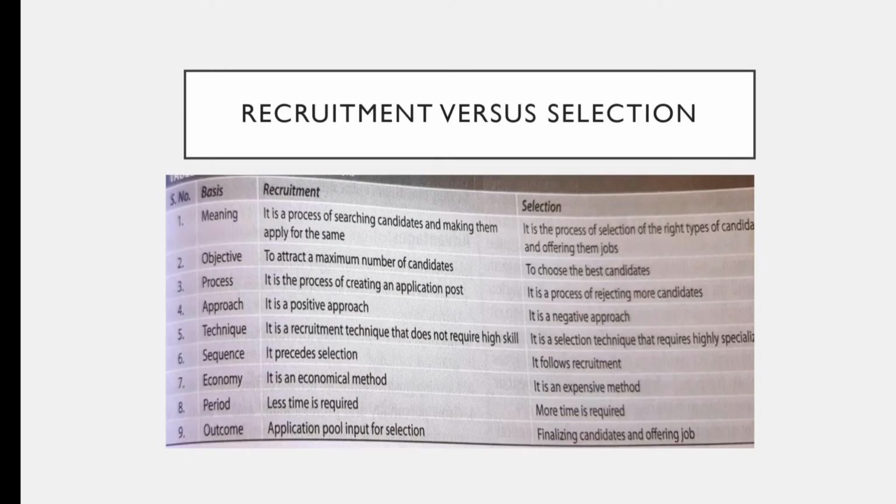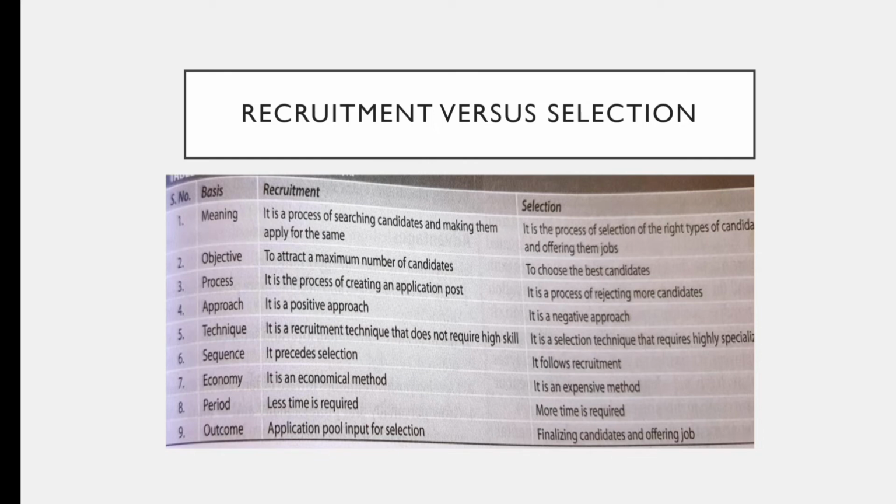Then there is a usual question regarding recruitment and selection: the difference between recruitment and selection during your university examination. The common differences are in the meaning, objective, process, approach, technique, sequence, economy, period, and outcome. The first is meaning. Recruitment is a process of searching for candidates and making them apply. Selection is the process of selecting the right type of candidate and offering them the job.